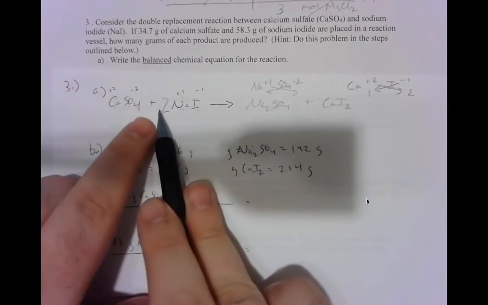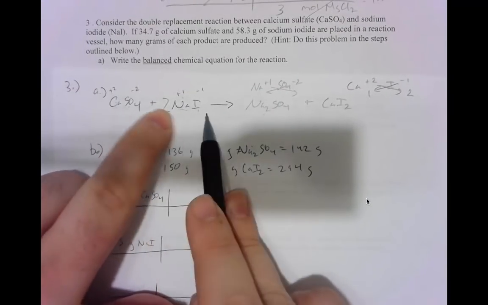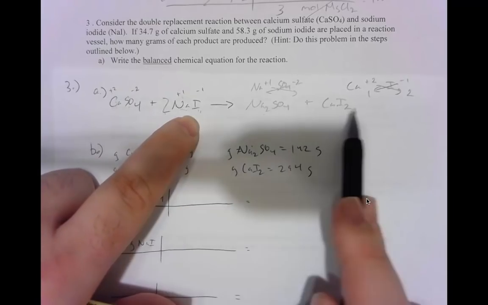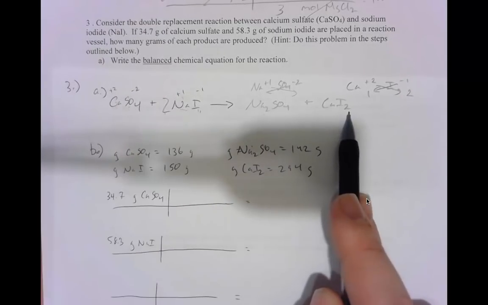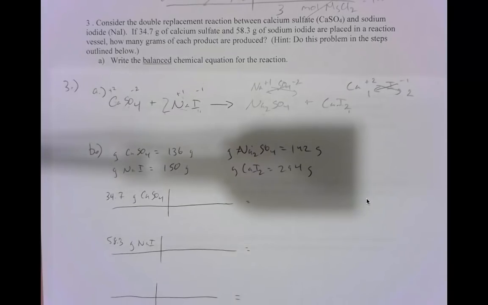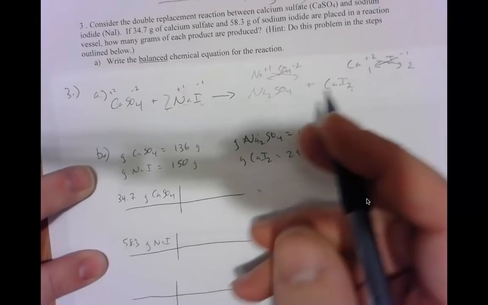Next, we check the iodines. Because we added this 2 here, we would do 2 times 1, meaning there's 2 iodines on the left. And then we look and we see there's 2 iodines on the right. So now we know this is the balanced reaction. We can rewrite this just to make it a little bit easier for us to read.